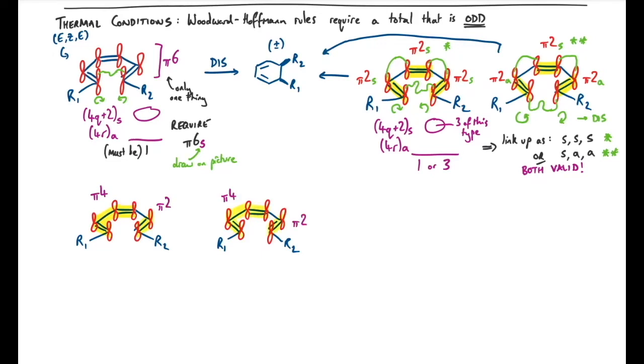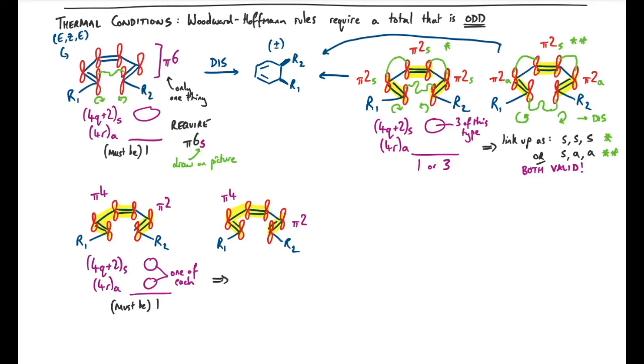So this is an example of using the Woodward-Hoffmann rules where you have two components to think about instead. We still have to worry about our 4q plus 2s components and our 4r a components. And again, if we're considering a thermally controlled system, the sum must be 1. It's the only odd number that we can get from two components. But the difference we have with this case is that the pi2 component belongs to the first category and the pi4 component belongs to the second. So we have one of each. But that's okay, the logic still works.